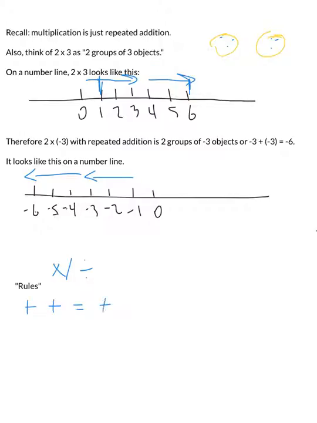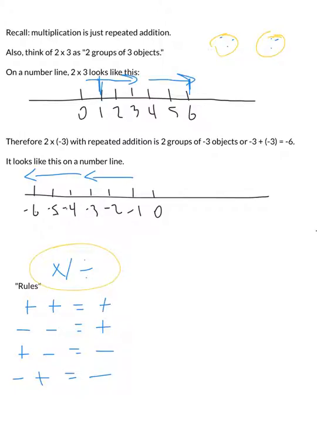Your rules for multiplication and division, if you just want to be rule-based, a positive multiplied or divided by a positive is a positive. A negative multiplied or divided by a negative also is a positive. But as soon as you have different signs, your answer becomes negative. So you can think of the number line. You can think of groups and objects, and just remember these rules go for both multiplication and division.